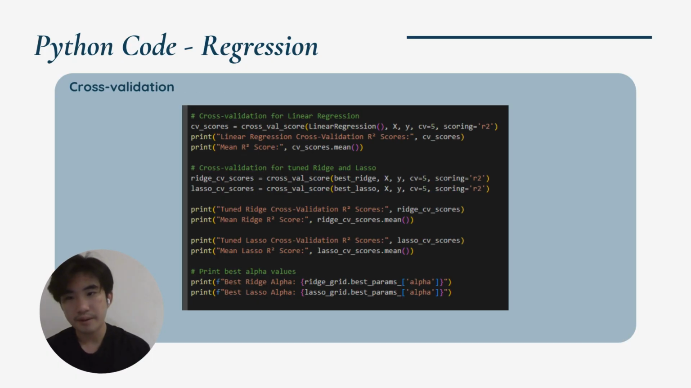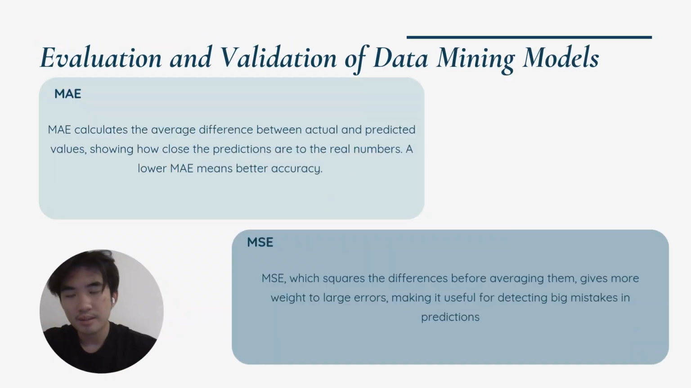This code will do a five-fold cross-validation, which helps to evaluate how well the model generalizes to new data. This technique splits the dataset into five different training and test sets, trains the model on each split, and averages the results. Cross-validation will make sure that the model's performance is consistent and not dependent on only one single train-test split. Now let's talk about the metrics.